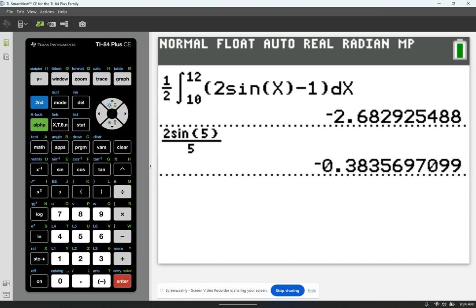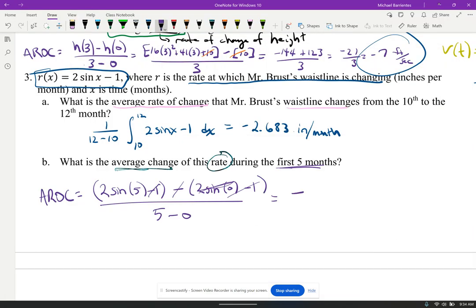Bammo. So the rate of change of the rate is negative 0.384. Now, what are the units? Well, what are the units of the top function? Well, that was inches per month.